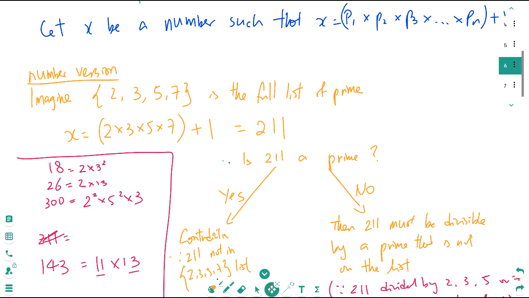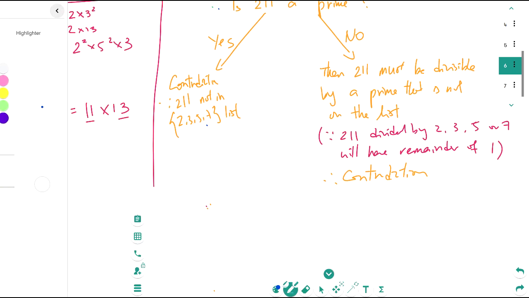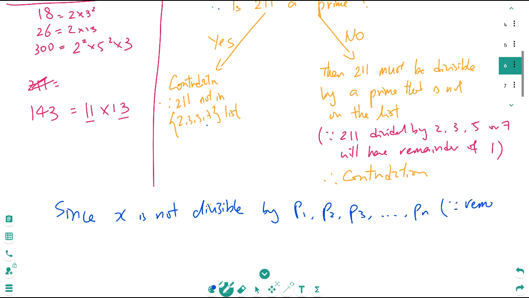So let's carry on with the algebra version. I'm going to carry on writing in blue. That's what we write after the words 'let x be a number such that' in here. So back to the proof. Okay, so write in blue. Now, since x is not divisible by p1, p2, p3 up to pn, because the remainder is 1, you don't have to write this, it's just for understanding. Therefore, and since x is not in the list and x is not a prime, you cannot assume x is a prime.